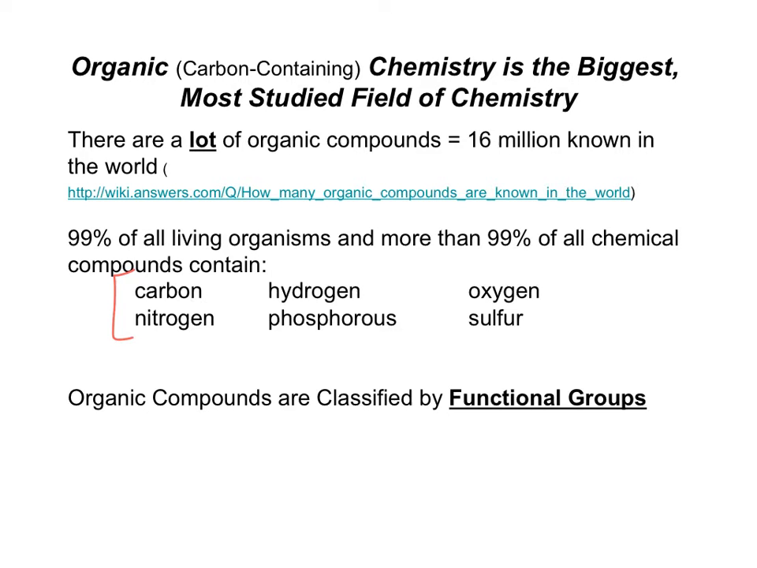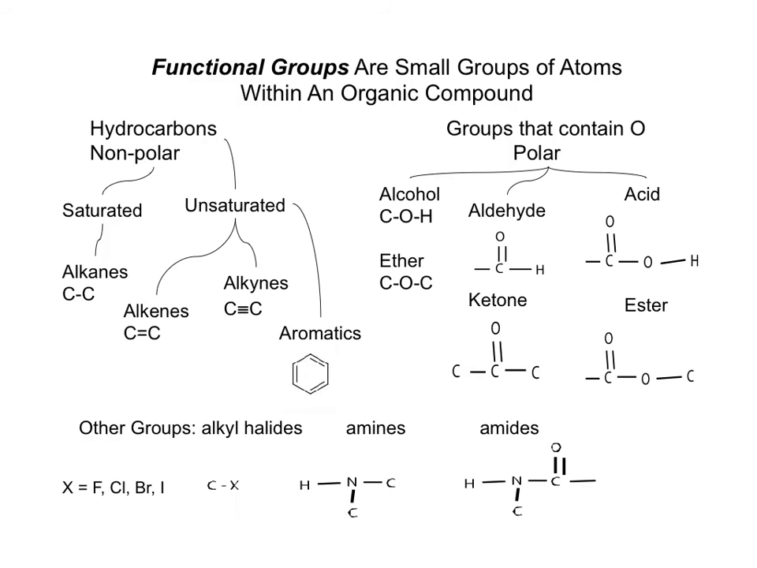Organic compounds are classified by functional groups. Functional groups are small groups of atoms within an organic compound. Hydrocarbons contain carbon and hydrogen only. We've looked at methane and octane. Those are examples of alkanes. The 3 organic compounds in the top 10 chemicals are alkenes.